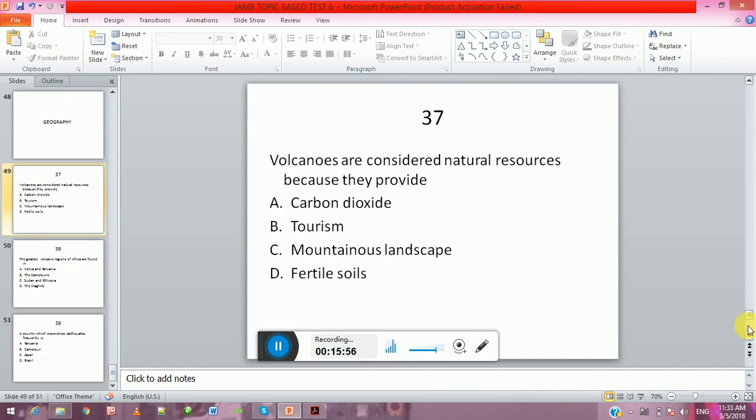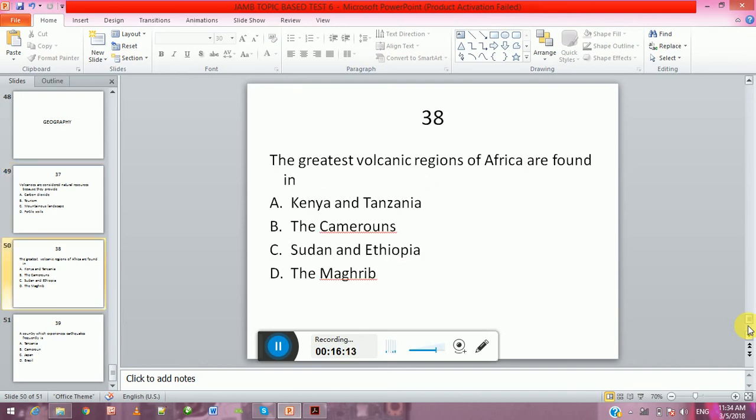Geography. Volcanoes are considered natural resources because they provide A. Carbon dioxide. B. Tourism. C. Mountainous landscape. D. Fertile soils.